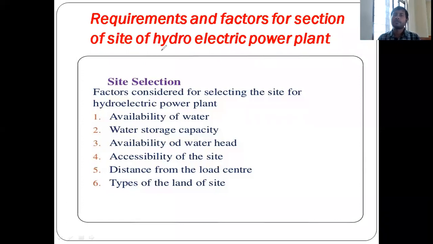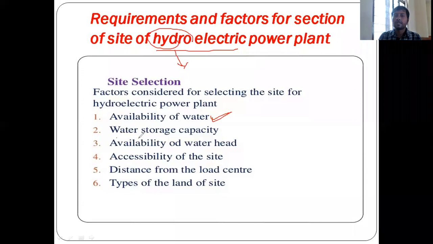So now the hydroelectric power plant. The first factor is availability of water. The basic need of a hydroelectric power plant is water, since hydro is nothing but water. So the basic thing is water requirement and water availability, where a large area is available to store the water. So you need to select based on the availability of water.